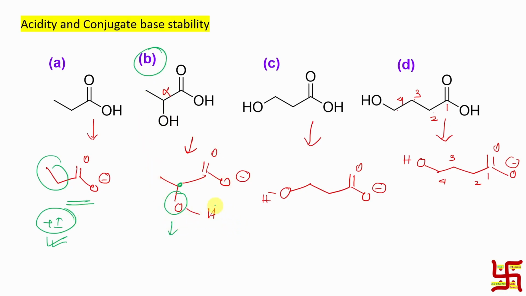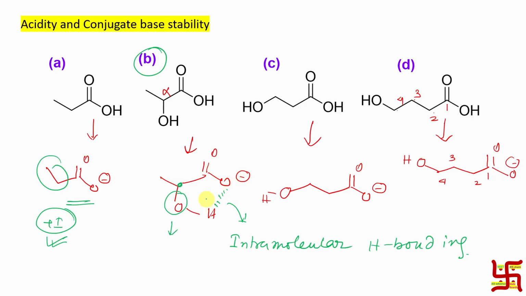Second thing, this hydrogen can form an intramolecular hydrogen bond. Remember this term, students. Why is it intramolecular? Because the hydrogen bond is actually inside the molecule. So that's why it is called intramolecular hydrogen bonding, and it is responsible for stabilizing this conjugate base.